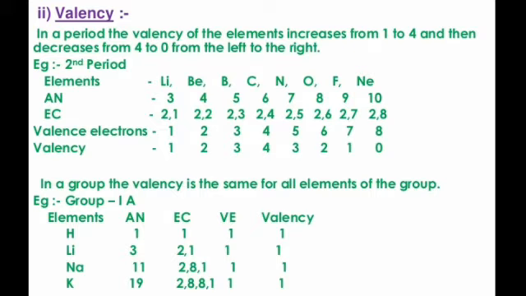For example, in the elements lithium, beryllium, boron, carbon, nitrogen, oxygen, fluorine and neon, the valence electrons are 1 for lithium, 2 for beryllium, 3 for boron, 4 for carbon, 5 for nitrogen, 6 for oxygen, 7 for fluorine and 8 for neon. But their valency increases from lithium to carbon and then decreases from carbon to neon. Down the group, the valence electrons remain the same, and as such the valency also remains the same along the group.